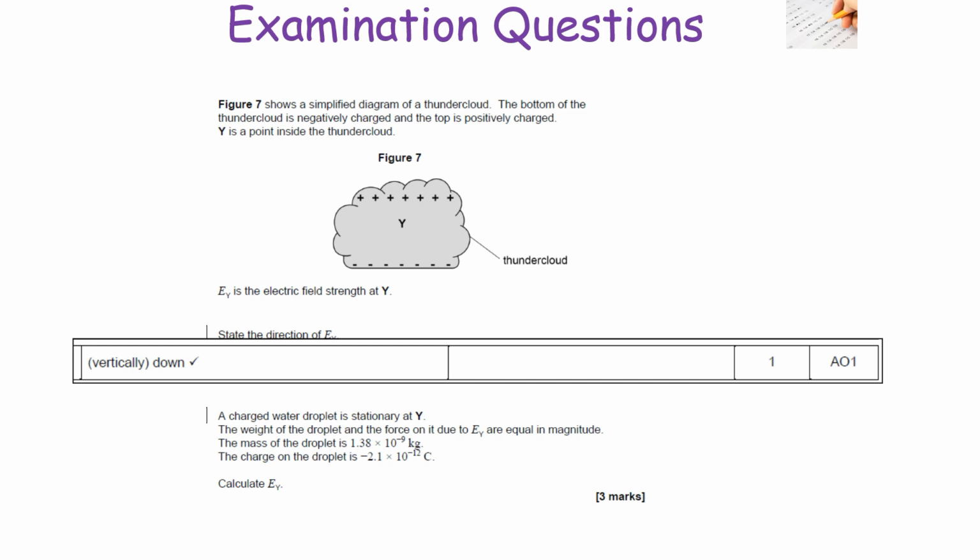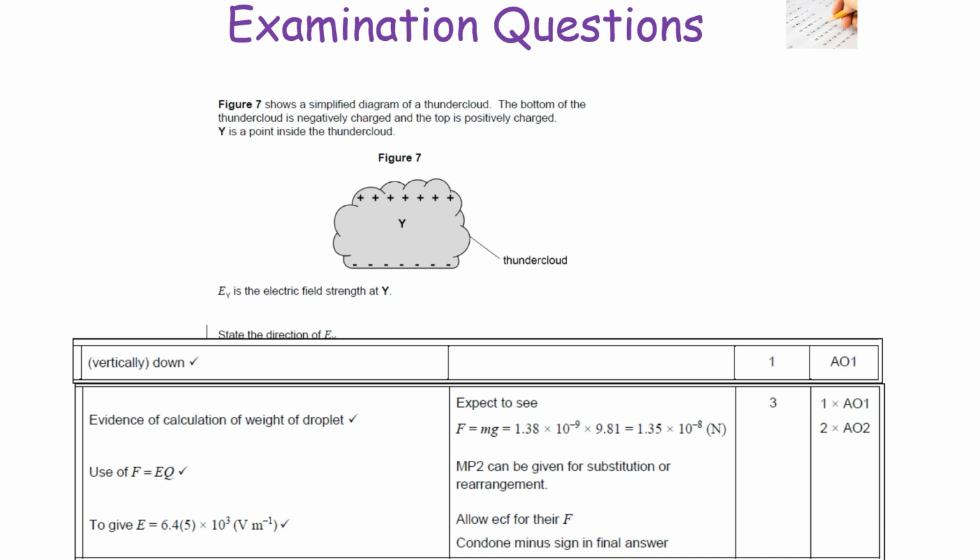Now, to work out EY, how can we work this through? Well, it says that our water droplet is stationary, so we can say that the electrical force acting upwards is equal to the weight of the water droplet acting downwards. So we can say that our electrical force is equal to EQ, our weight is equal to mg. We're given m in the question to be 1.38 times 10 to the minus 9, so you can work out our weight to be 1.35 times 10 to the minus 8. We can make that equivalent to EQ, and therefore we can say E is going to be this 1.35 times 10 to the minus 8 over the charge of the droplet in the water cloud, and we get 6.4 times 10 to the 3 volts per meter.